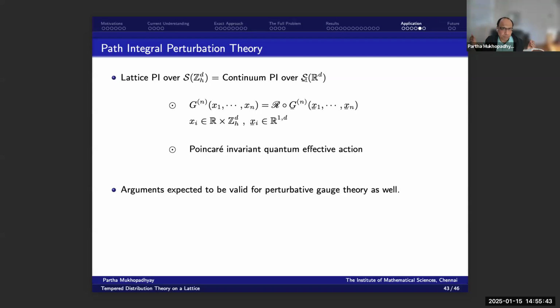And from the momentum space point of view, there is no high momentum mode because momentum is cut off to the Brillouin zone. Interesting.